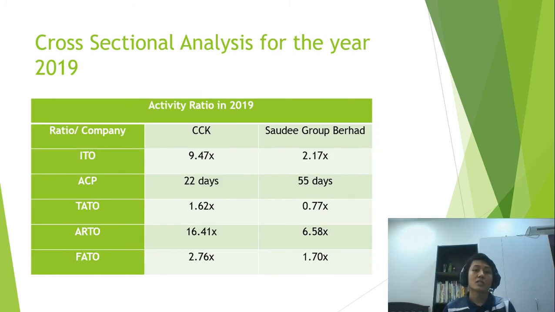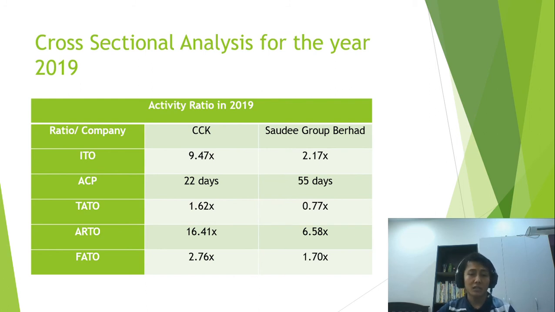From this slide, we can see a comparison of the activity ratio of the cross-sectional analysis for both companies. In 2019, it shows that CCK had higher inventory turnover than Saudi Berhad. It indicates that CCK was more effective in using inventory to generate sales than Saudi Berhad. In addition, for average collection period, CCK took fewer days to collect its accounts receivable, which is 25 days, than Saudi Berhad, which took 55 days to do so. This shows that CCK had fewer problems in collecting accounts receivable than Saudi Berhad.